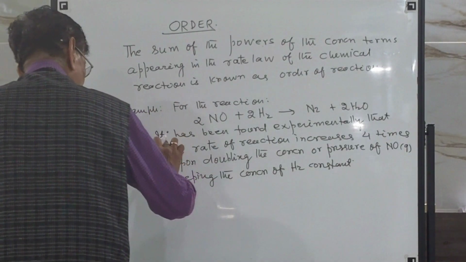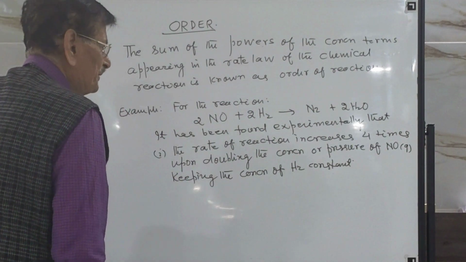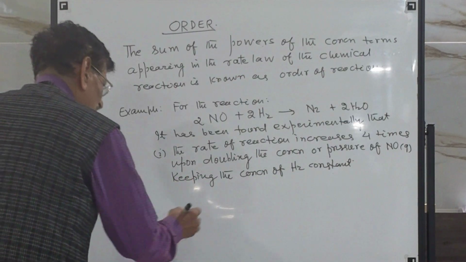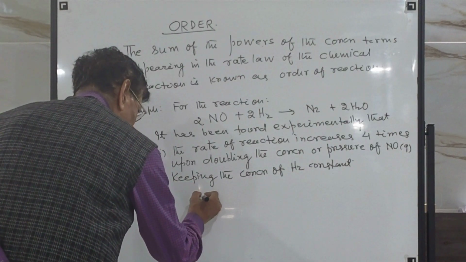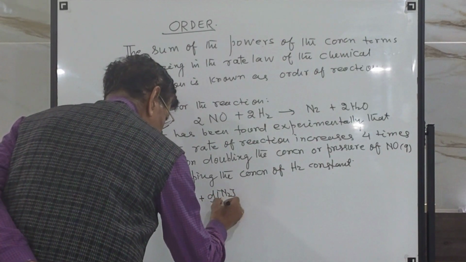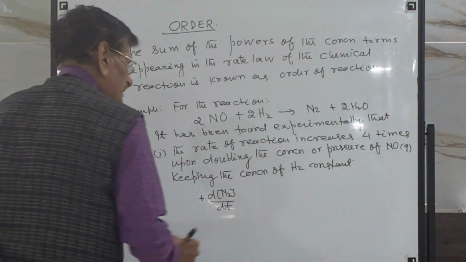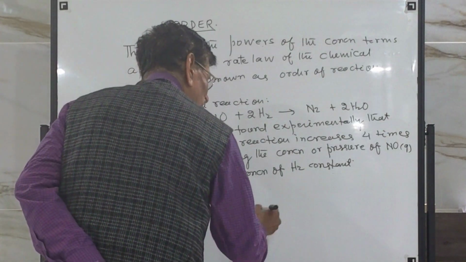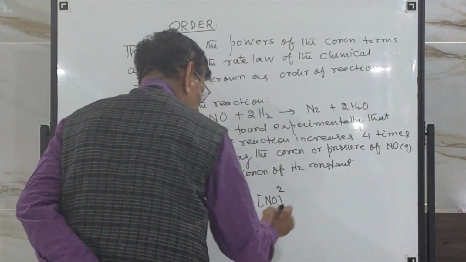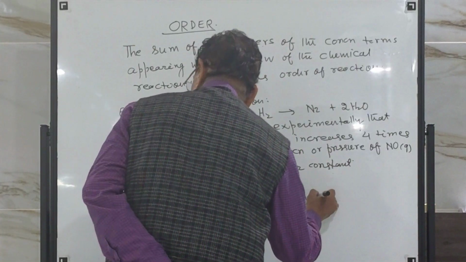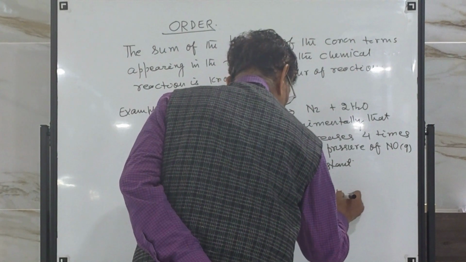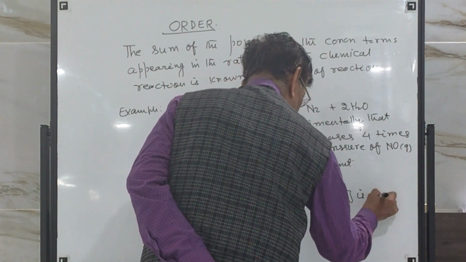So this observation can be put in the following mathematical form: the rate of formation of nitrogen, d[N2] by dt, this is the rate of reaction, is proportional to the concentration of NO to the power 2, where the concentration of hydrogen is constant.